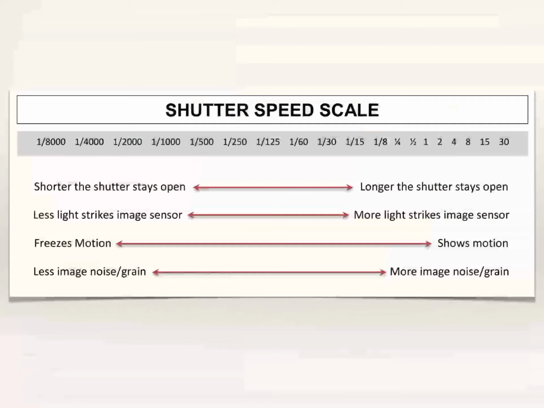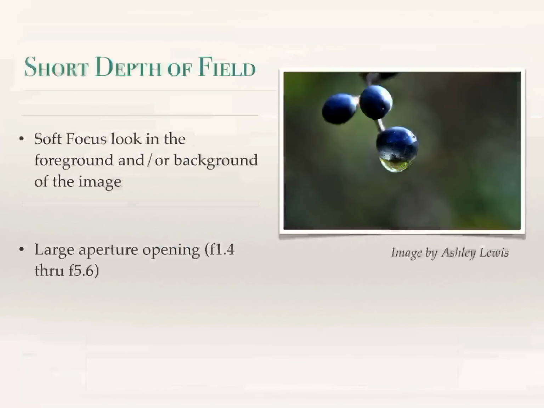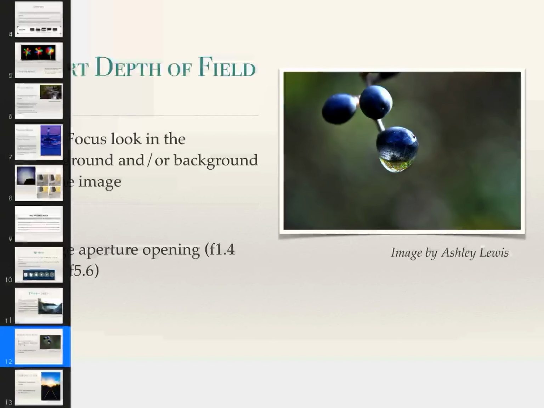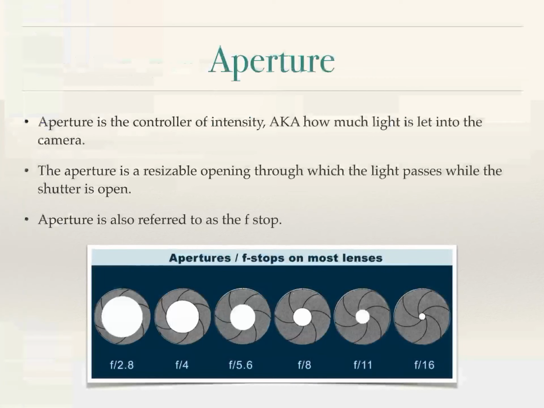On the other end of things, on the right hand side, if you have a 30-second shutter speed, you have a long shutter. Your shutter's open for a long amount of time. There's a lot of light coming in, obviously, because it's open for 30 seconds, and it shows or blurs your motion. That is part one. The shutter, okay? That's the first part of your camera.